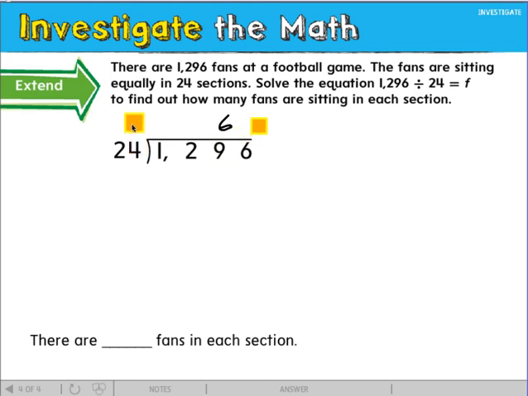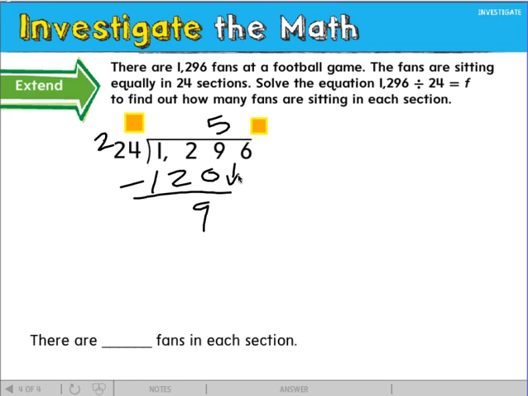Six times 4 is 24. 6 times 2 is 12 plus... Too big, right? Okay. So, if 6 is too big, what do I need to do? What should I try? 5. 5 times 4 is 20. 5 times 2 is 10, plus 2 is 12.